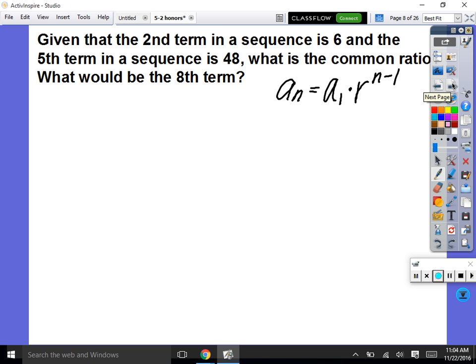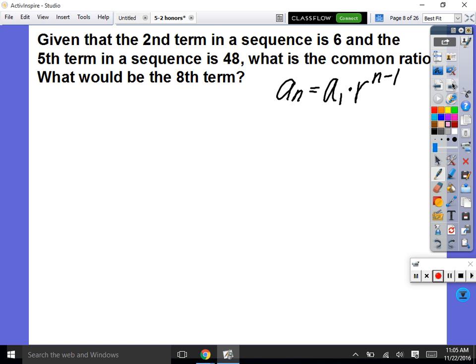If you get that, then everybody, let's look up here and do some more advanced ones where it will take a little bit more thinking. So it says, given that the second term in a sequence is 6 and the 5th term in a sequence is 48, what's the common ratio and what would be the 8th term? This one's going to take a little bit more thought. Anytime you have no idea what you're doing, try to plug in what you know.